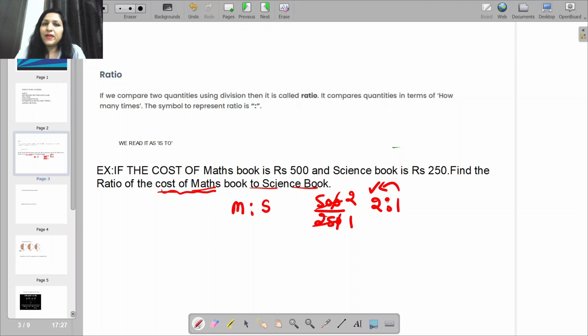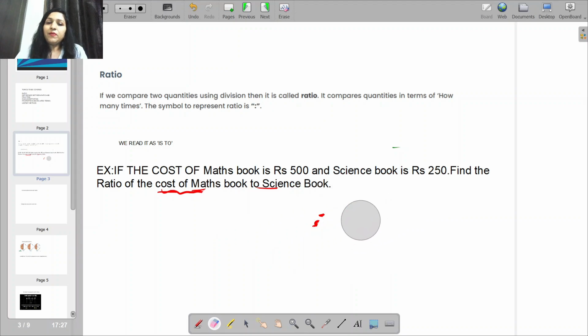Okay, we can interpret it like this. The cost of maths book, it is 2. 2 कैसे आया? 1 का twice. The cost of maths book is twice the cost of science book. ठीक है, अब आप रेशो आराम से निकाल सकते हो if any two numbers are given, but there is a prerequisite. एक बहुत इंपॉर्टेंट चीज जो आपको याद करनी होती है, ratio between any two numbers can be found if and only if both the numbers are in the same unit.